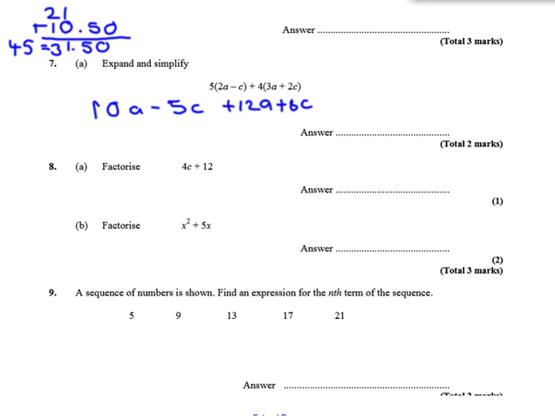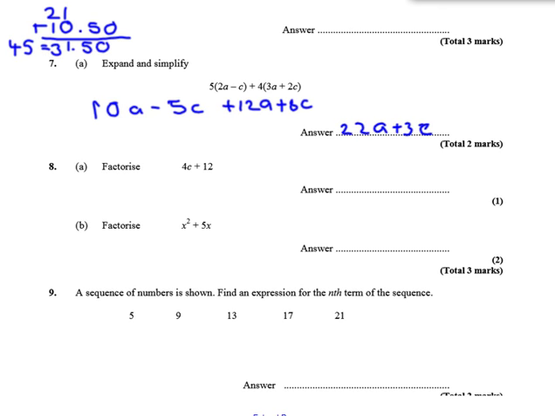Then we write equals. And we're now going to simplify it. So 10a add 12a becomes 22a. And with the c's, we've got minus 5c plus 8c, which becomes plus 3c. Thank you very much, Selena.